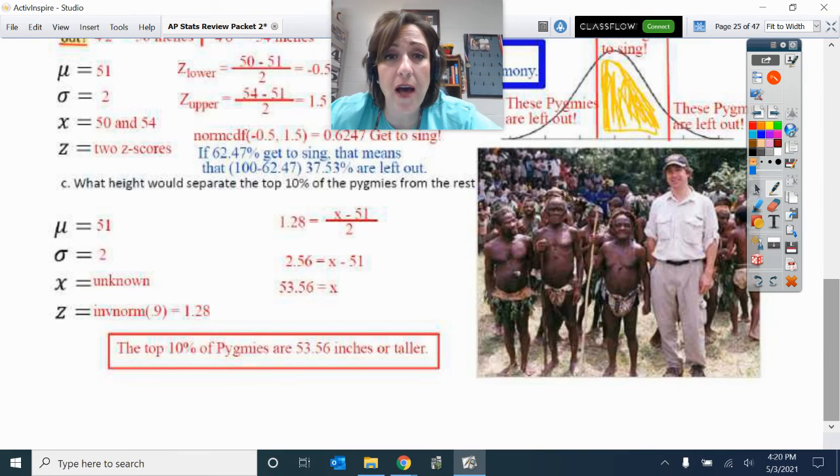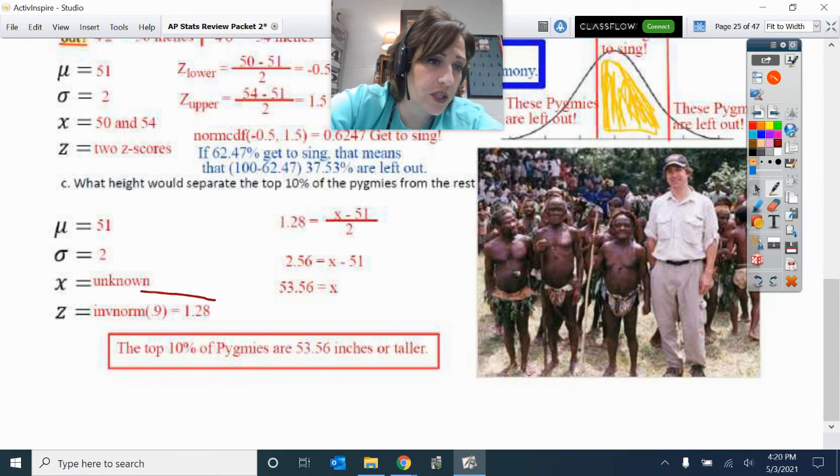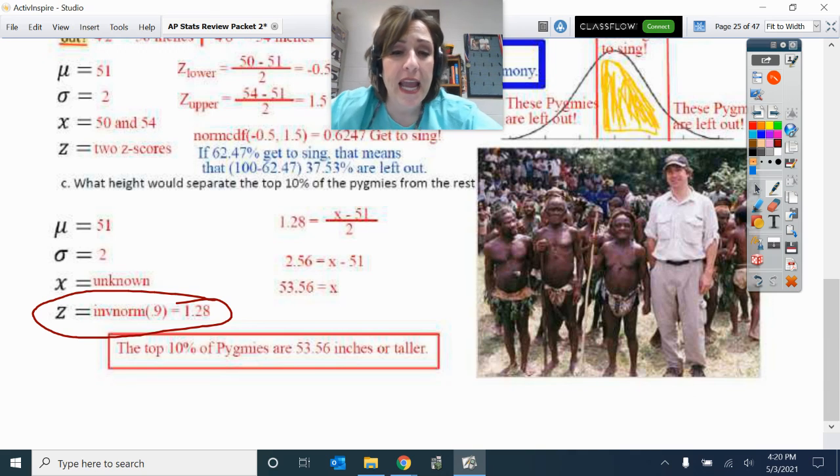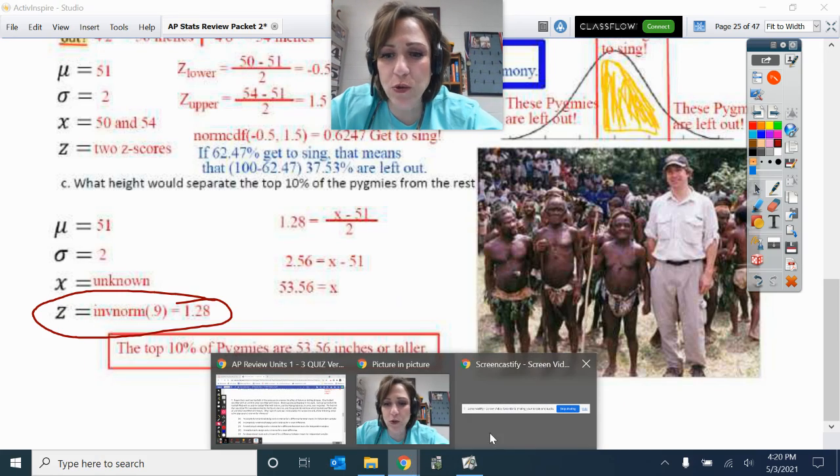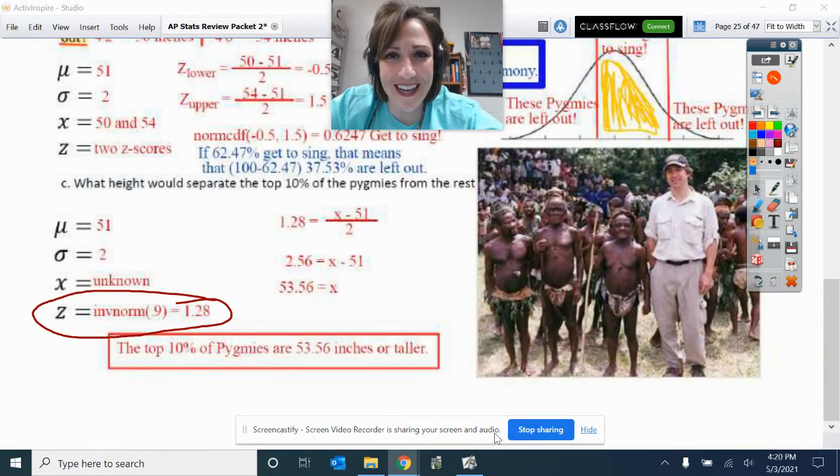And the last one, top 10%, that's your inverse norm of the 0.90. And so then that's how you get that there. All right, I believe that is all of these problems. I hope that you review or remembered these normal model problems, and that's bringing back how to do all those specific things that it asked for.